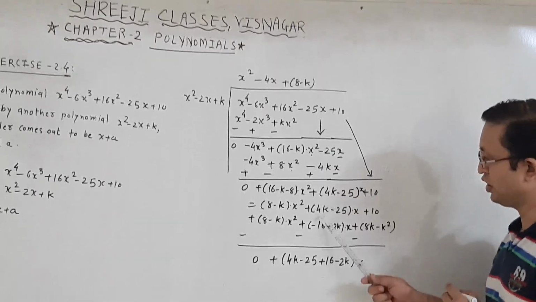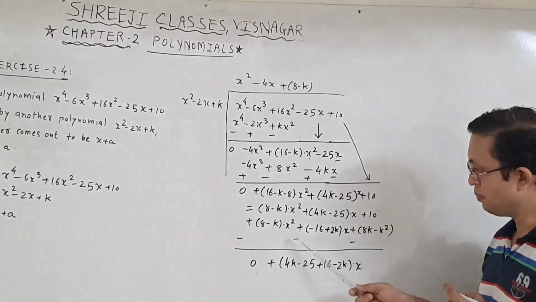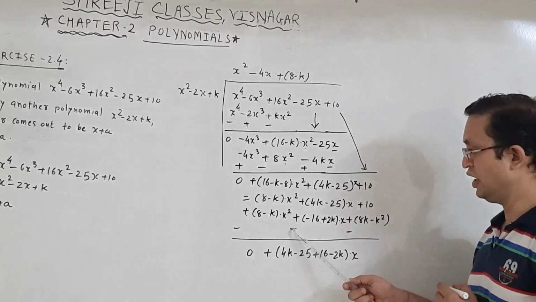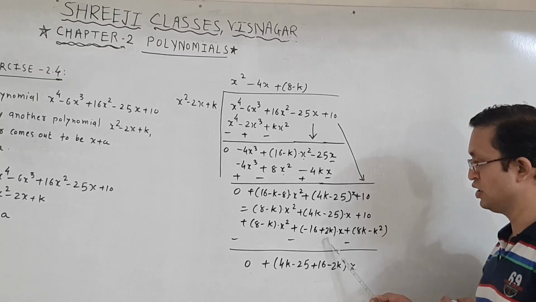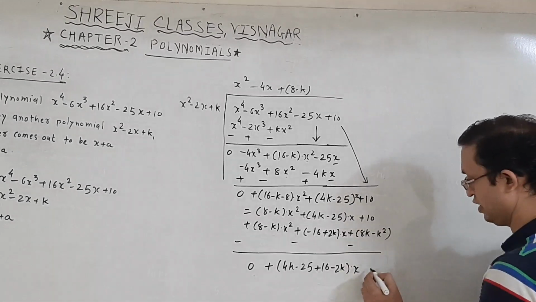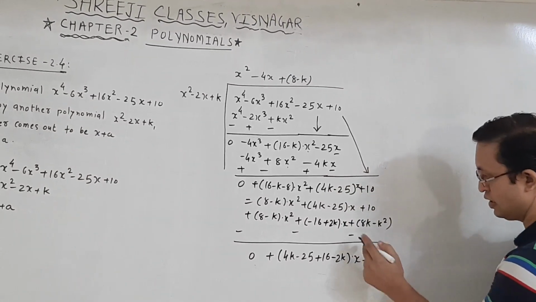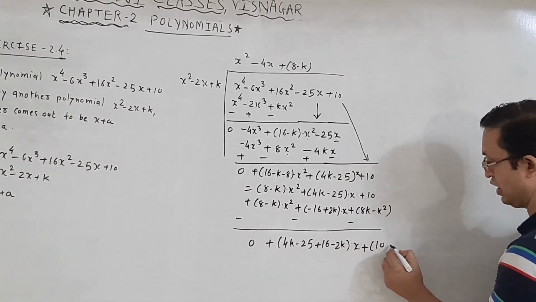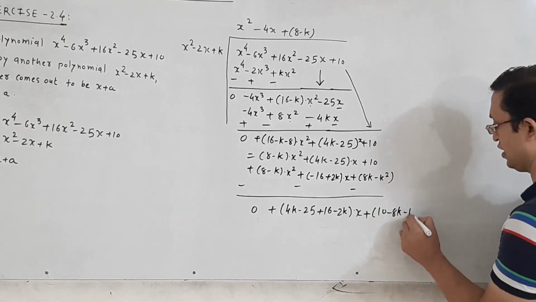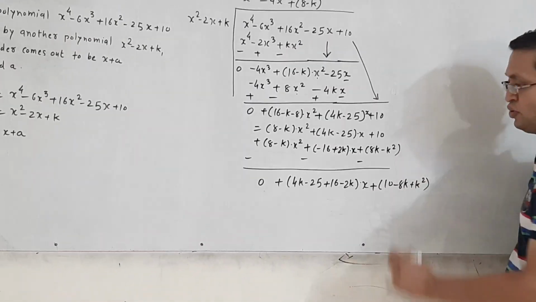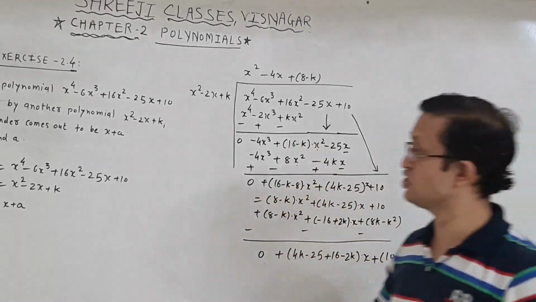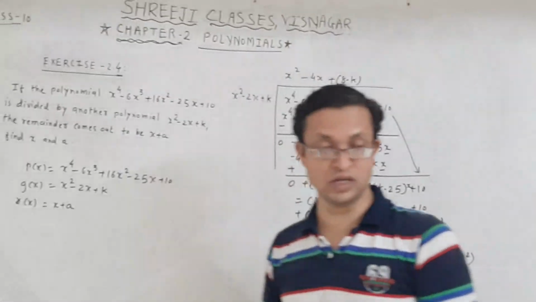Again, 4k minus 25 as it is. Minus multiply minus 16, that means positive 16, and minus multiply plus 2k, that means minus 2k, x as it is. And the constant term is 8, minus 8 into 8k, minus 8k, minus into minus k square, that is equal to positive k square. Okay, that is the remainder. But in the question, the remainder is x plus a.